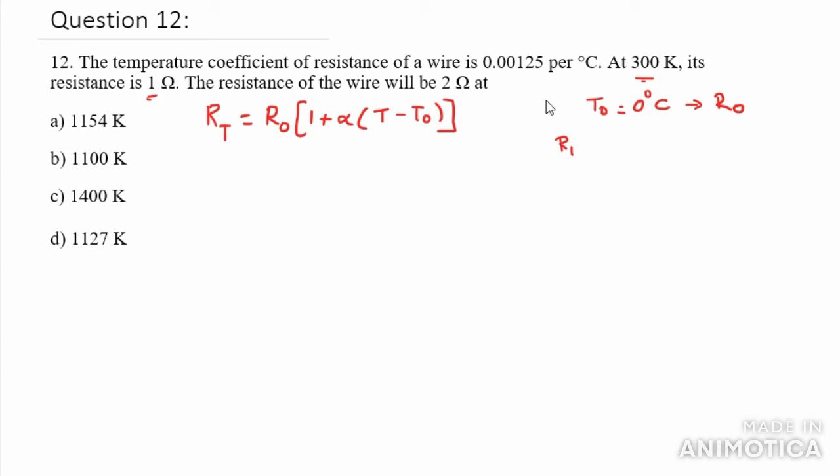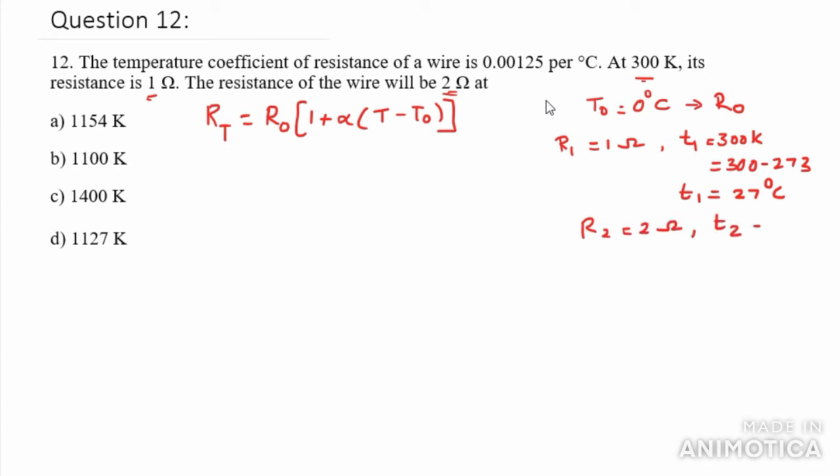R1 is 1 ohm at temperature T1 equal to 300 Kelvin, that is 300 minus 273, equal to 27 degree Celsius. This is T1. And the next resistance is 2 ohms, and the corresponding temperature is not known. So we have to find that.